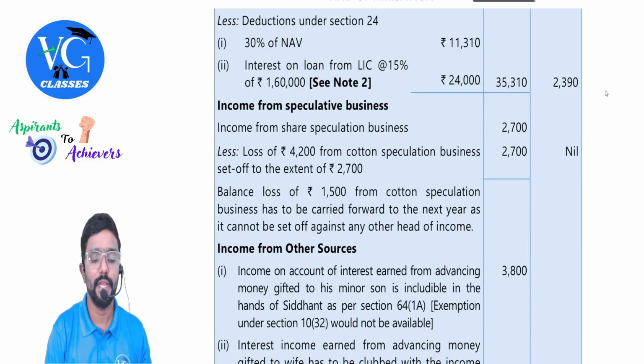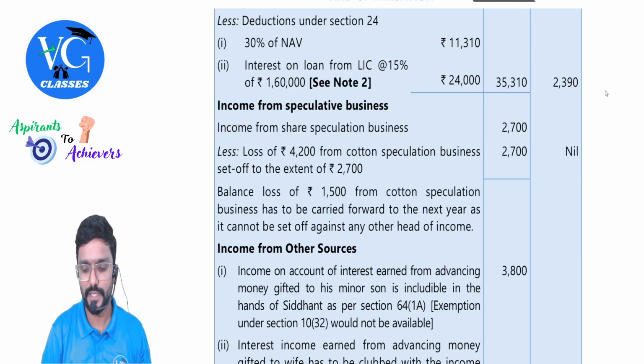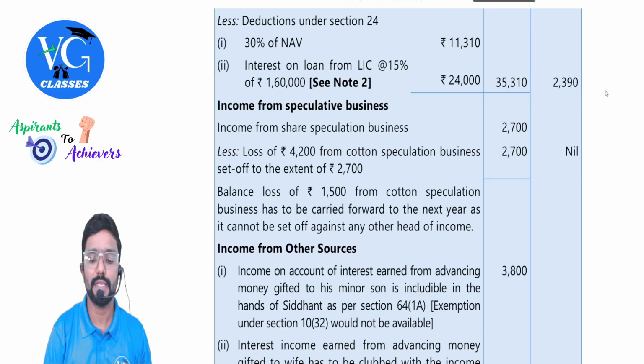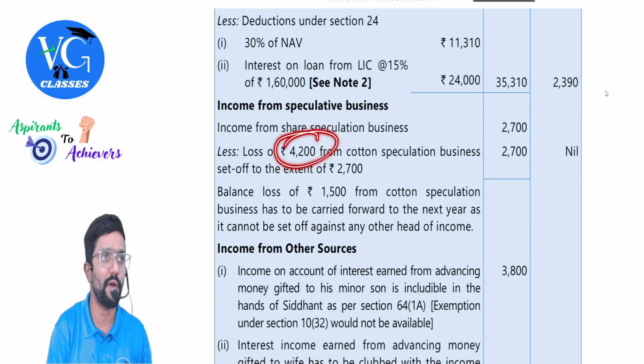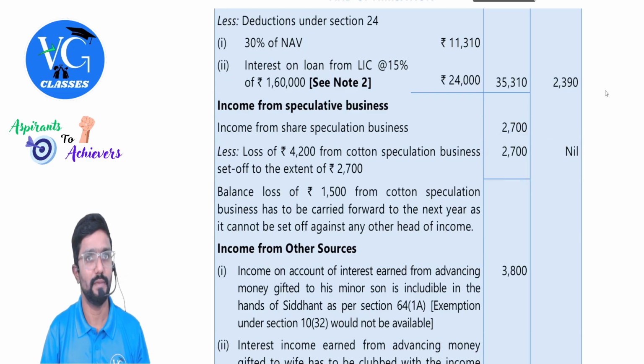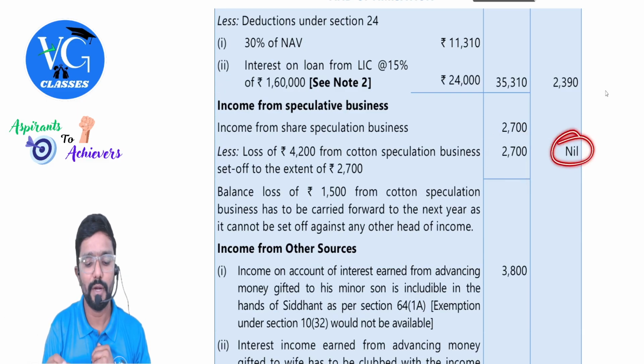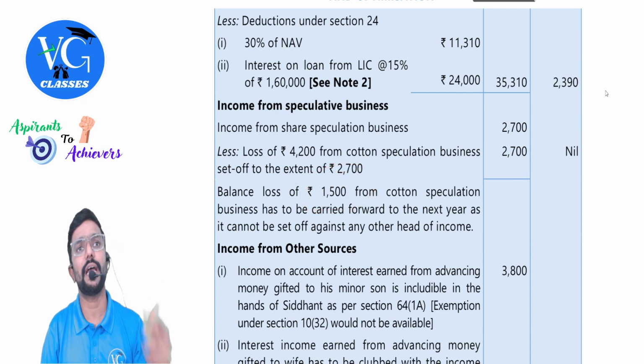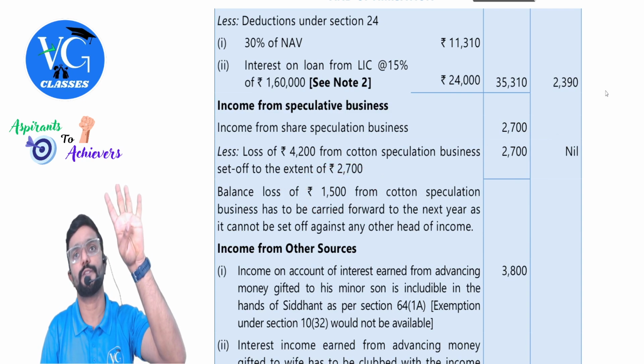Under that, income from share speculation business 2,700. He has suffered a loss from cotton speculation business. How much, sir? 4,200. But you can adjust it only to the extent of 2,700. So adjust. Remaining is nil. Yeah, in the outer column you will take nil, but whatever is the remaining loss, you can carry forward. For how long, sir? Next 4 years.